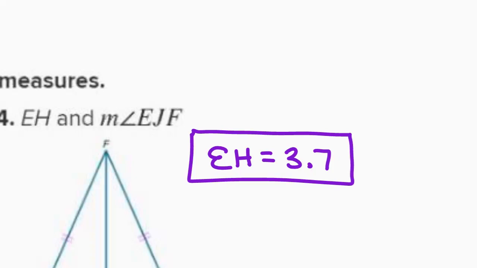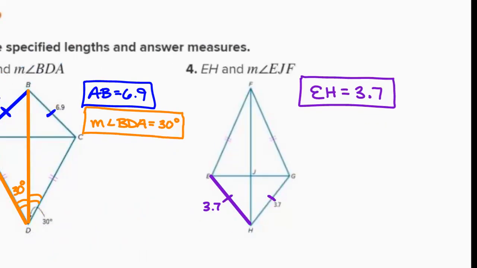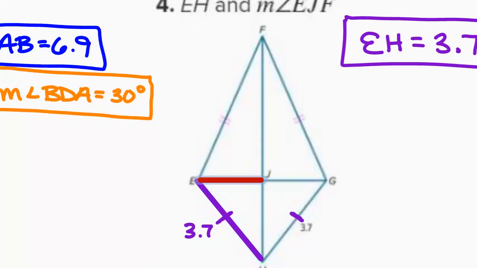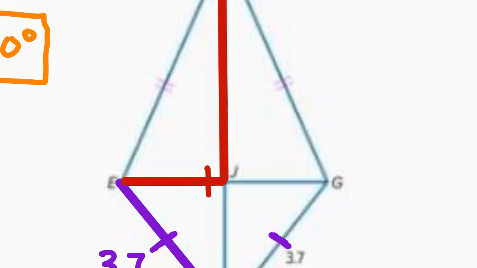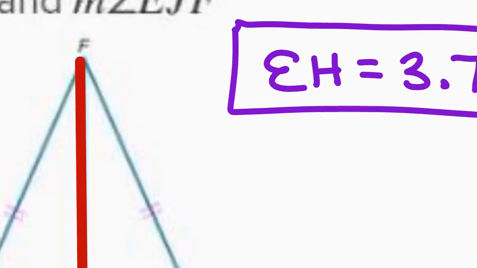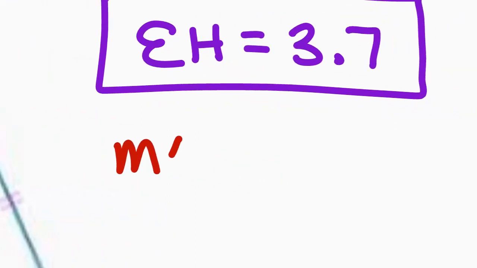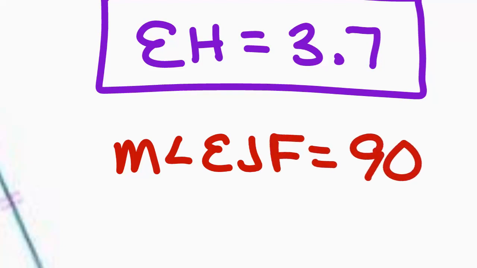And then we need to find the measurement of angle EJF. E to J and then up to F. So we are looking for this angle right here. 90 degrees, yes, because these are kites. Those diagonals are perpendicular to each other, so it is forming a 90-degree angle for all 4 of those angles. So the measurement of angle EJF is 90 degrees.